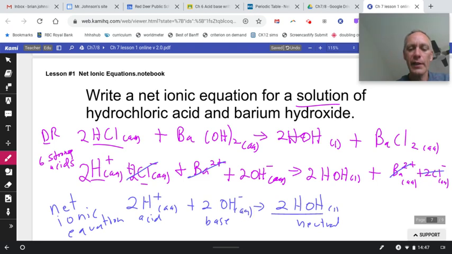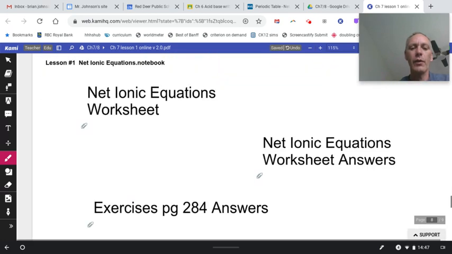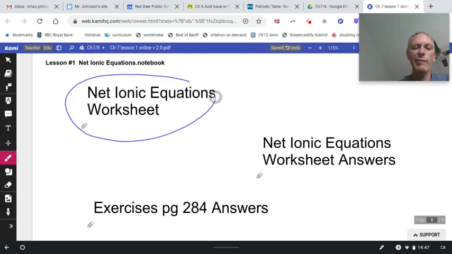Aqueous, aqueous, and liquid. Okay, that, ladies and gentlemen, is it. So there is one page that you can do, net ionic equations, really good practice. It's in your study guide. And I am unorganized. I'm flipping right now to see which page it's on. This is not good because it's probably in a weird spot that I can't find.